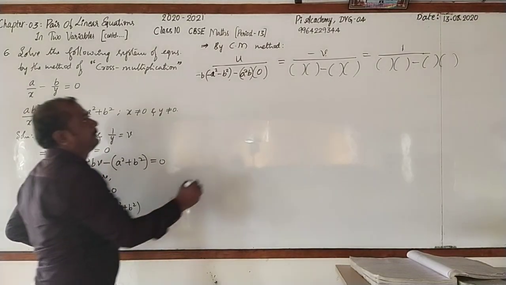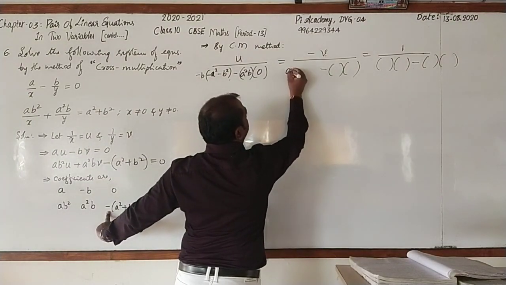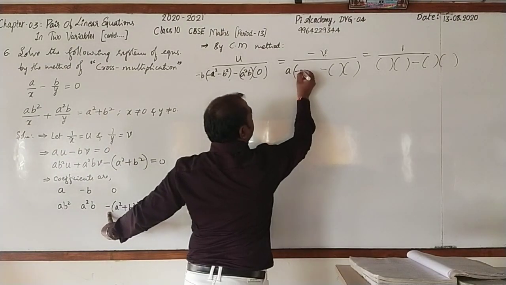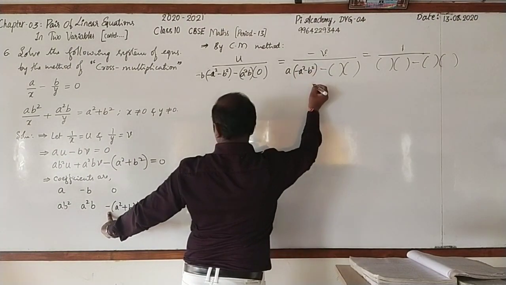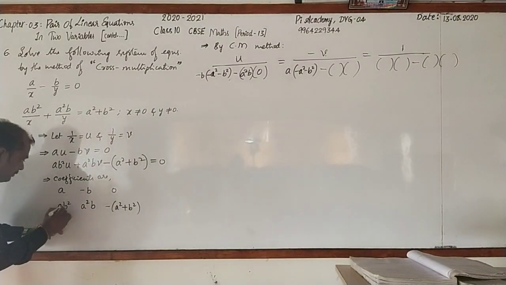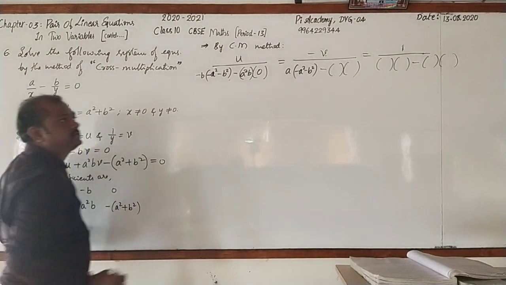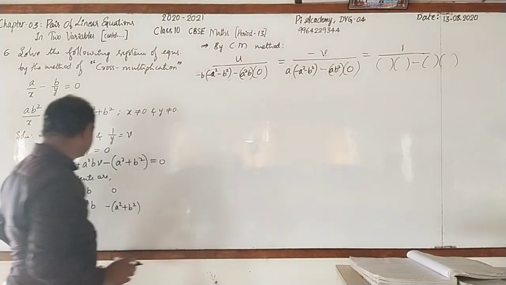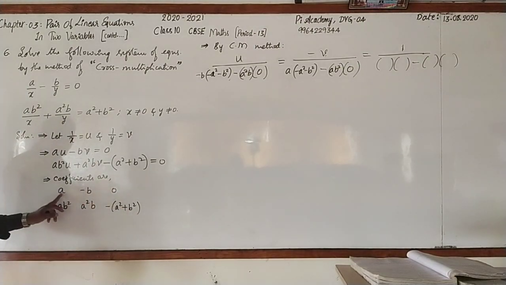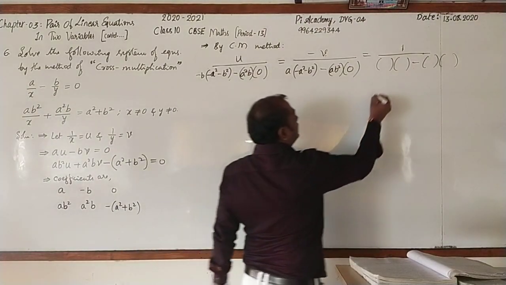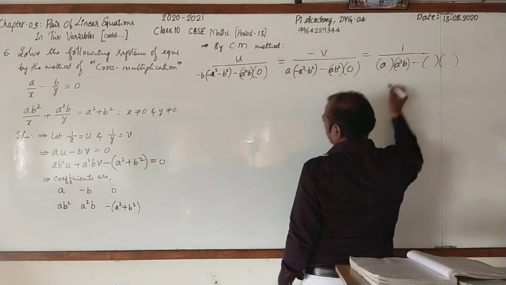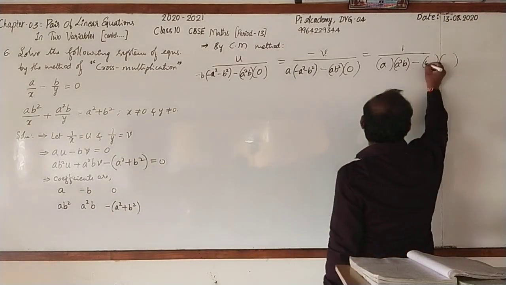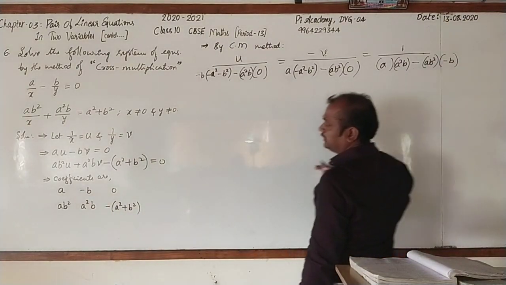Next, the v term. Leave the coefficients of v, take the remaining. A into, here I'll write a into minus of a square plus b square. That means minus a square minus b square. Next, ab square into 0. Next, the constant 1 by the remaining. A into a square b, a cube b. Next, minus ab square into minus b, ab square into minus b. Clear?